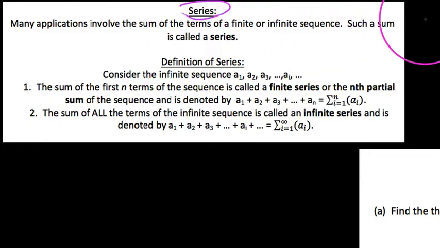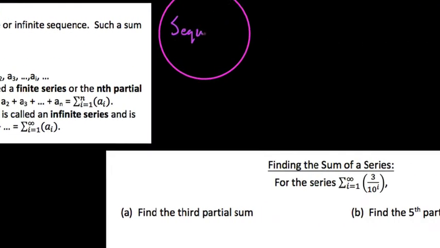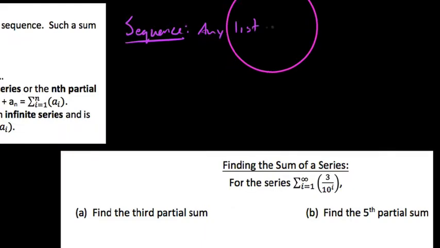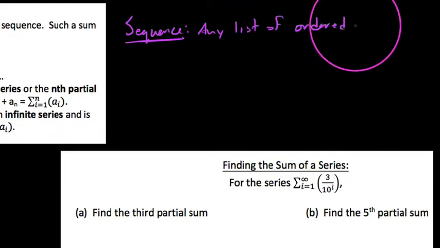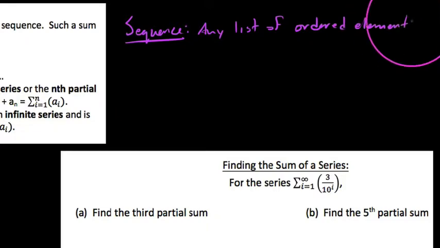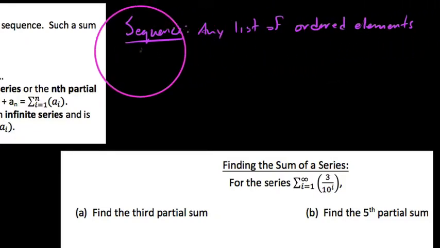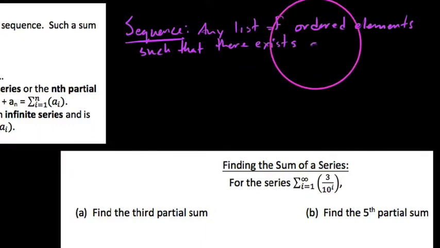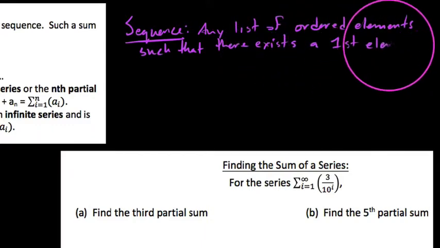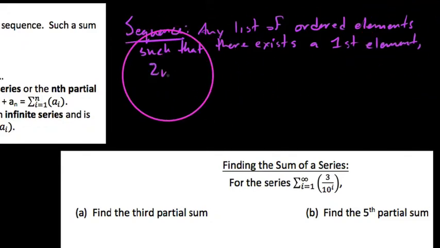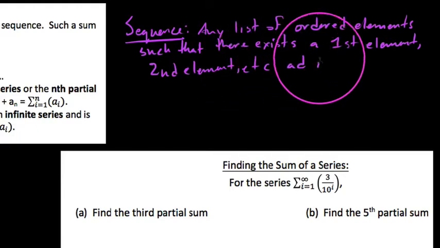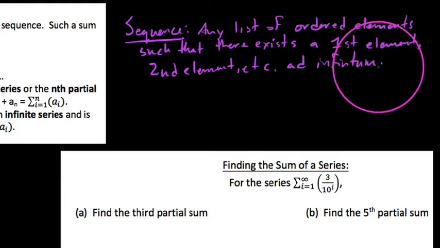To be very clear on this, if I had to define a sequence, it is any list of ordered elements. We typically discuss numbers here. Any list of ordered elements such that there exists a first element, a second element, and so on, ad infinitum, which just means so on forever and ever.